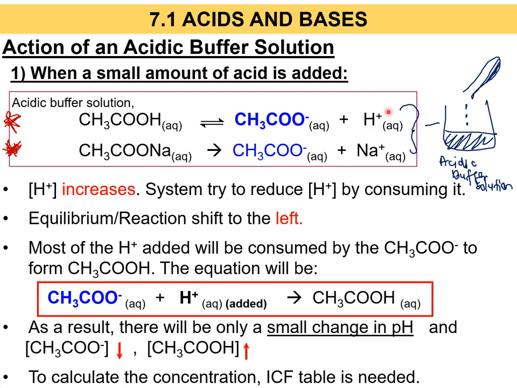So bila concentration of H+ ni akan increase, apa yang berlaku kalau you belajar Le Chatelier's principle? Kalau concentration of product increase, dia akan shift the reaction to the left. Okay, so the reaction will be shifted to the left, sebab dia nak kurangkan the concentration of H+ ni lah. So what will happen here is most of the H+ yang kamu dah add ni, yang this small amount of acid yang dah added ni, it will be consumed by the CH3COO- untuk hasilkan CH3COOH lah, since that the reaction is shifted to the left untuk mencapai equilibrium, kan?